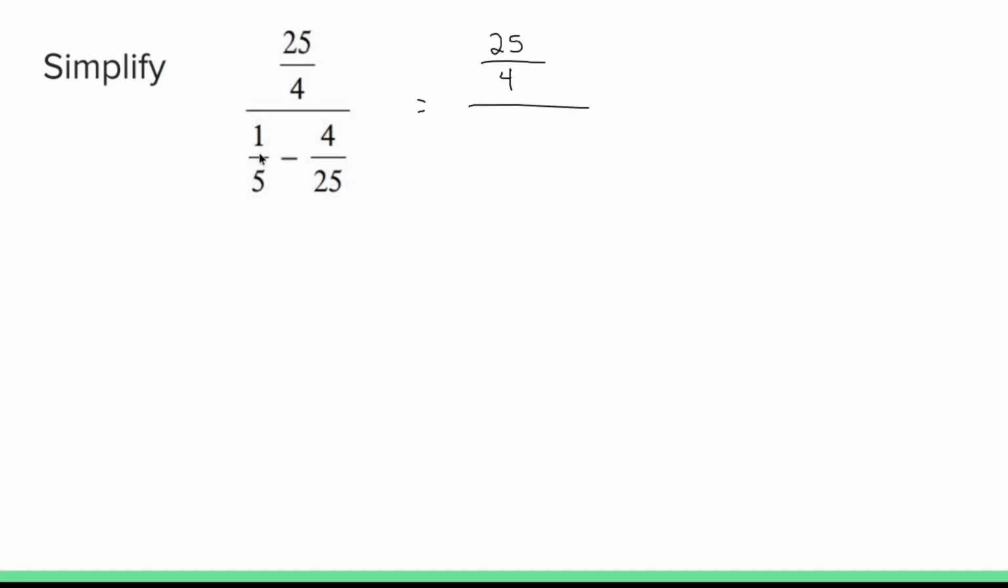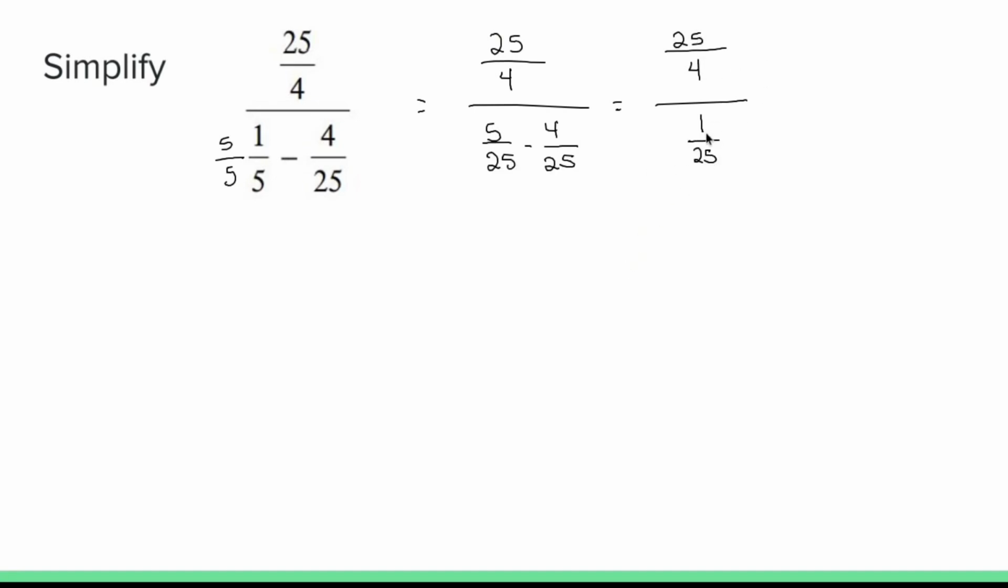But what I noticed is these two fractions are kind of close in denominator. If all I have to do is multiply this by 5 over 5, that leaves me with 5 over 25 minus 4 over 25. And now in this huge denominator, I can combine like terms. I can subtract these fractions. So again, 25 over 4 remains untouched for now. 5 25ths minus 4 25ths means I subtract the numerators to give me 1, and then 25ths stays that way.